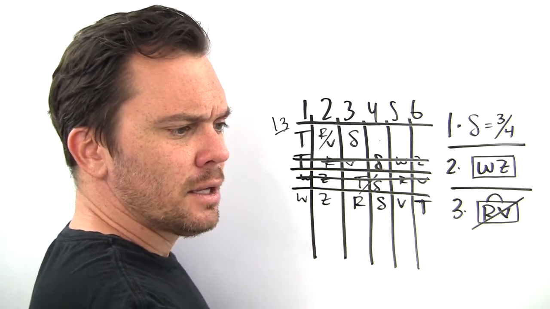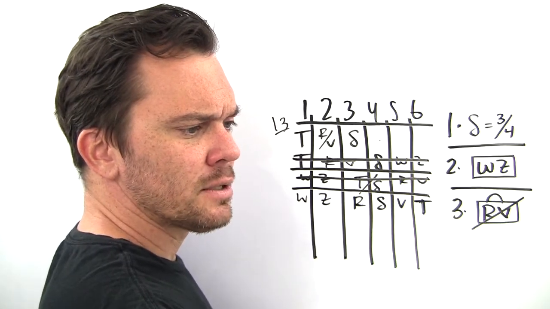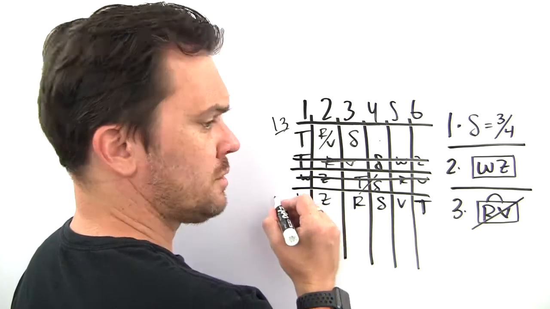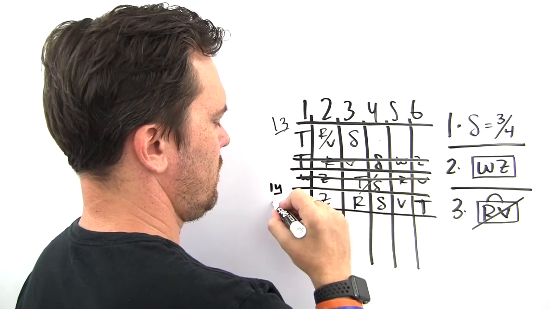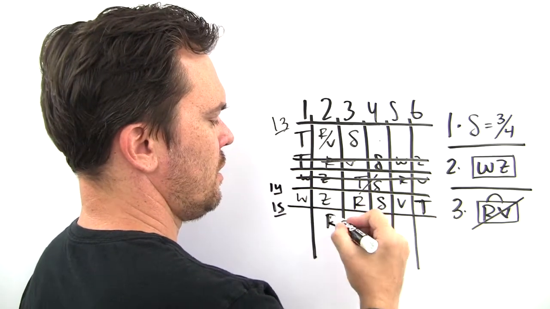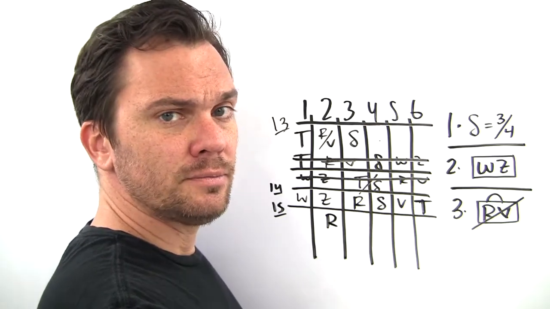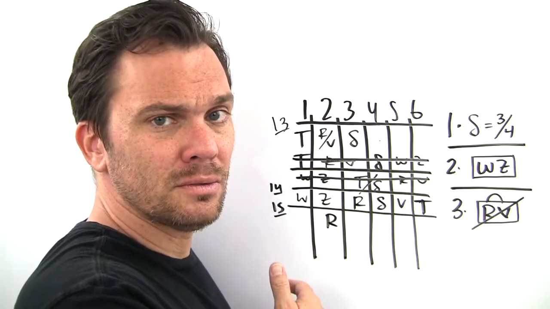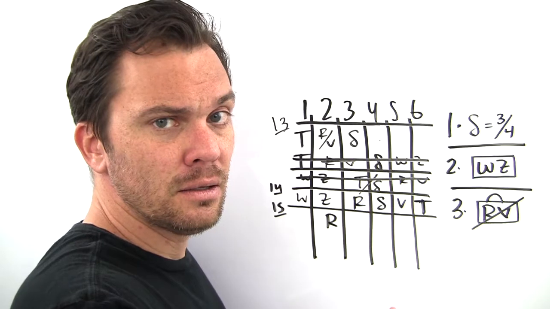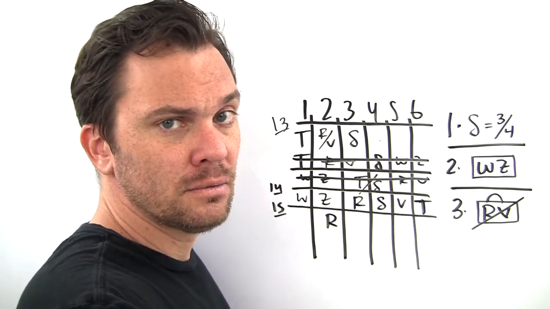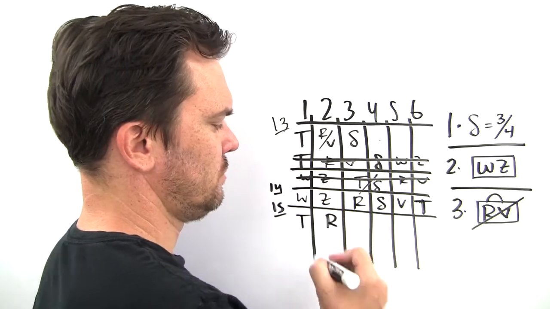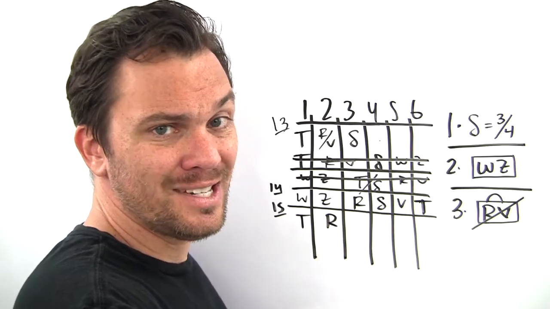Question 15. If the rope bridge is second, who else could be first? Not W, not Z, not S, not V. The only thing that could be first is T.